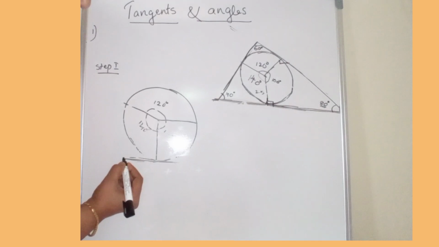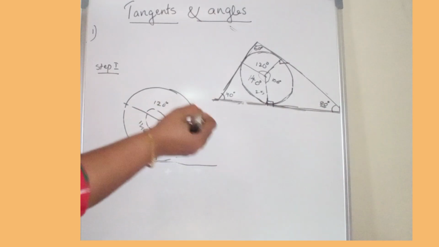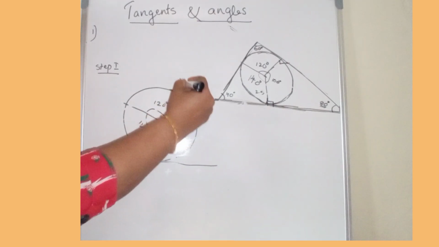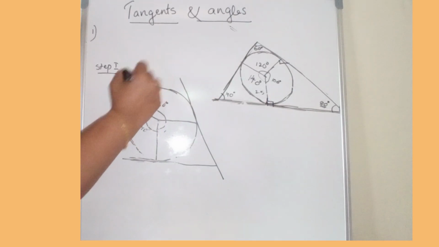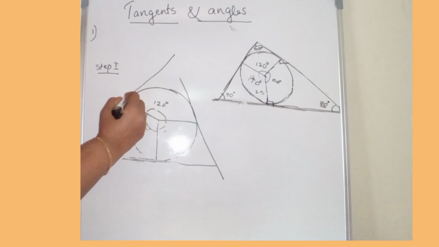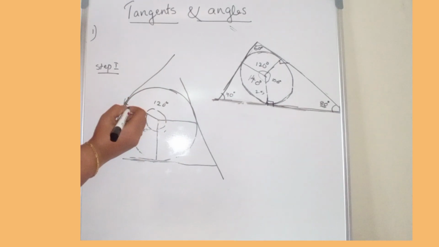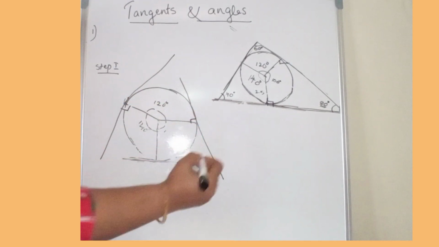Okay, here also you draw 90 degree. Similarly, here 90 degree and here also 90 degree. Okay, all these angles should be 90 degree.